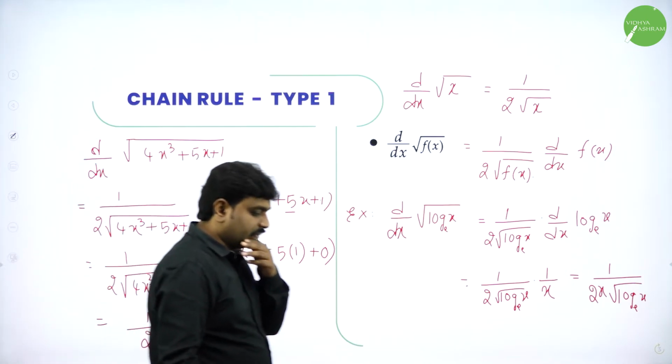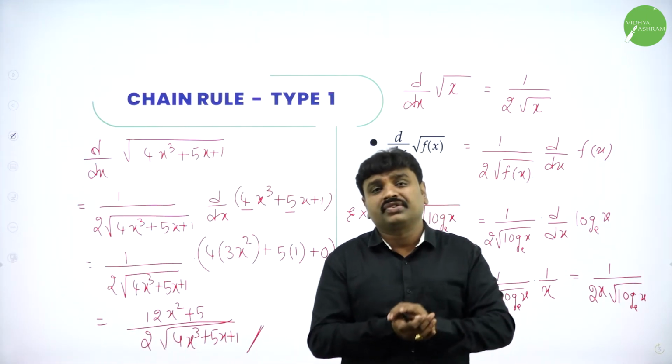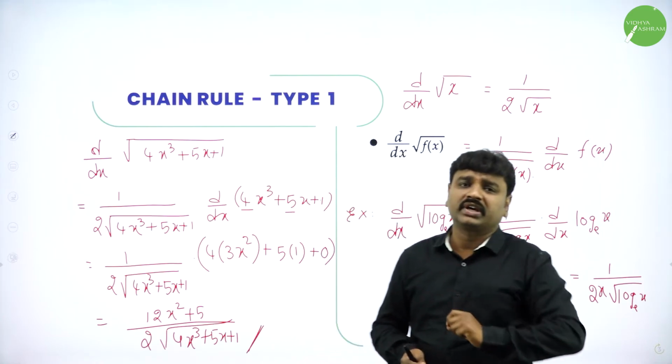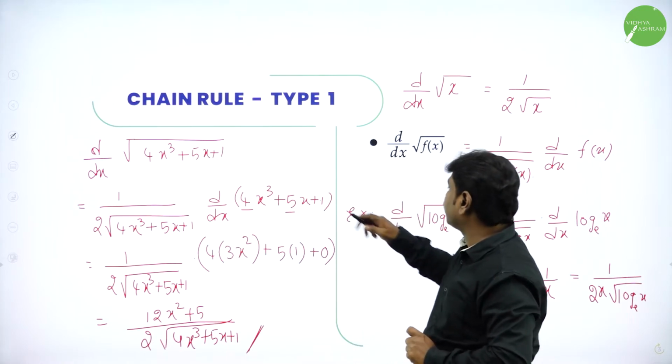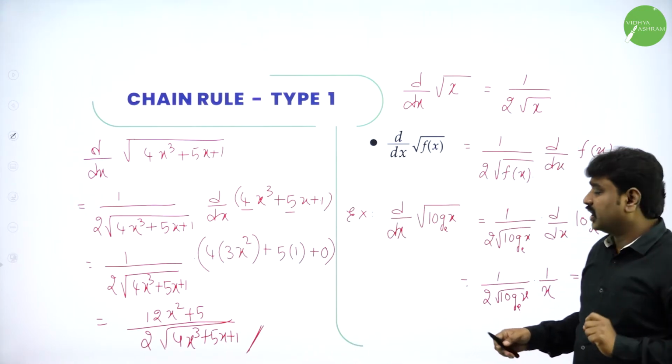So now I hope all of you are thorough with the basic. What is the basic? Root x. Derivative of root x is 1 by 2 root x. So root f of x means 1 by 2 root f of x into d by dx of f of x. Two problems I gave as examples.